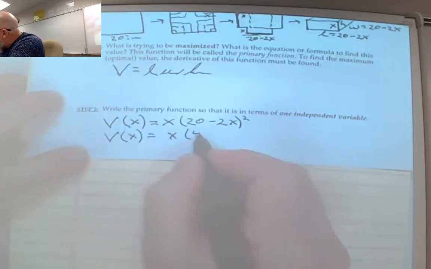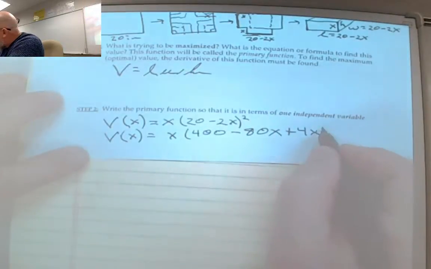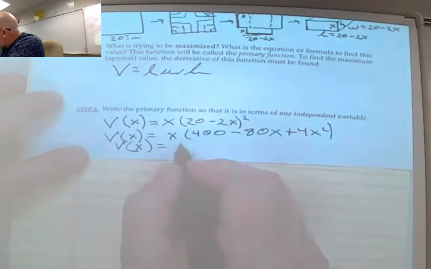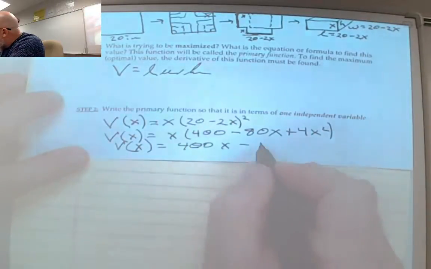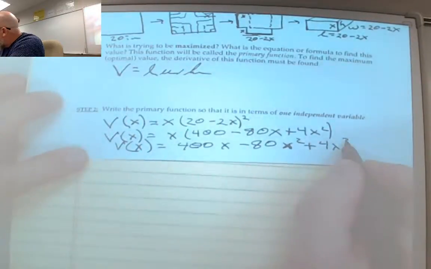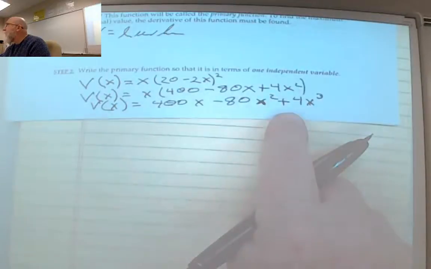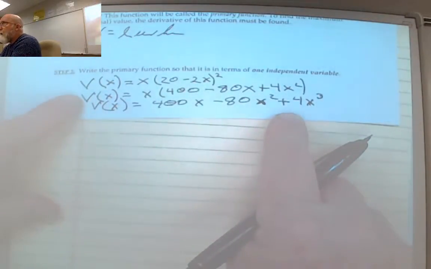x times (400 minus 80x plus 4x squared). V of x is equal to 400x minus 80x squared plus 4x cubed. I'll take the derivative of that anytime. Multiply, subtract, right? Do you agree? Are we okay with how we got here?